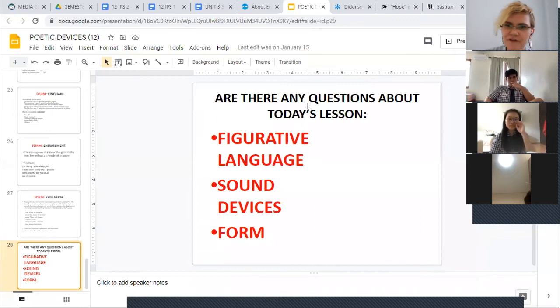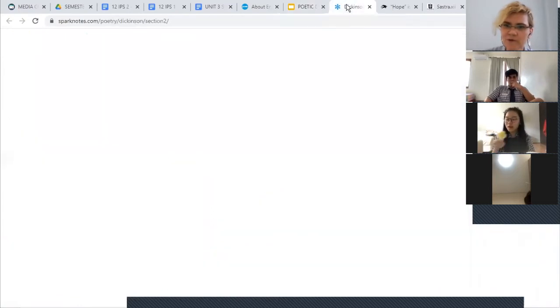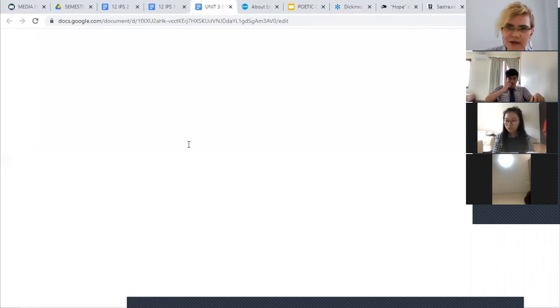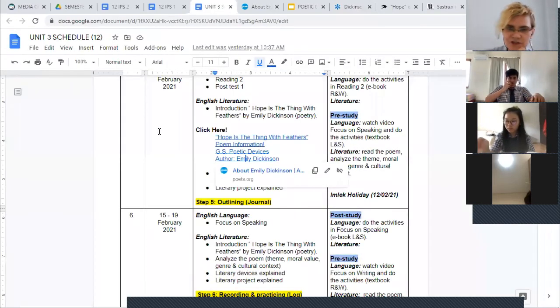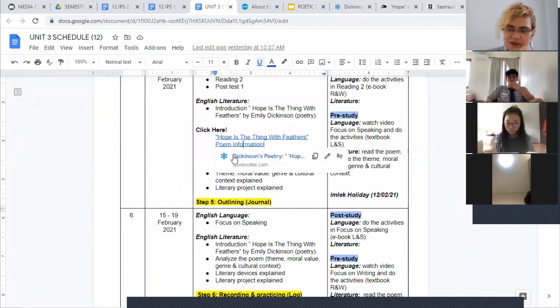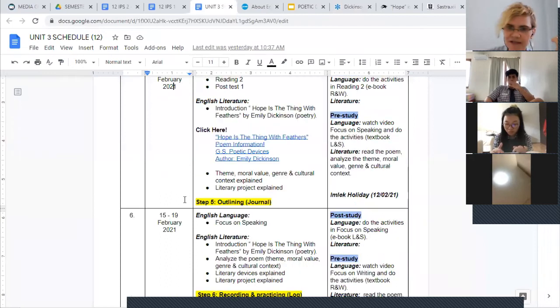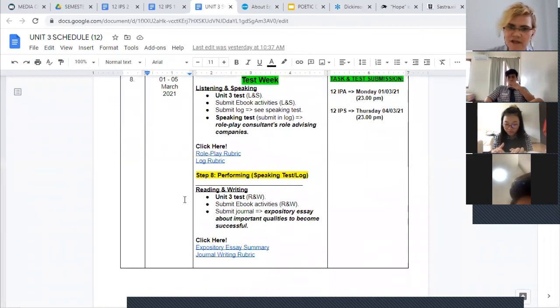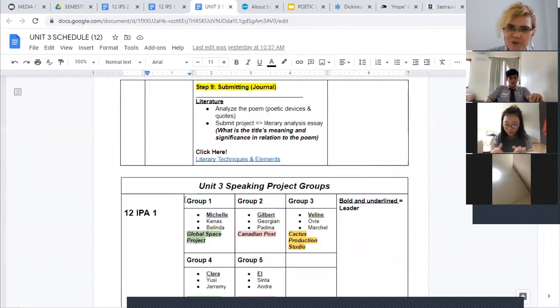Which are all very important when we use poetry. Now, if you look here at your unit schedule, you can see that I have the poetry information from Spark Notes, the Google Slides, and something about the author. So you can go further into understanding the importance of poetry.